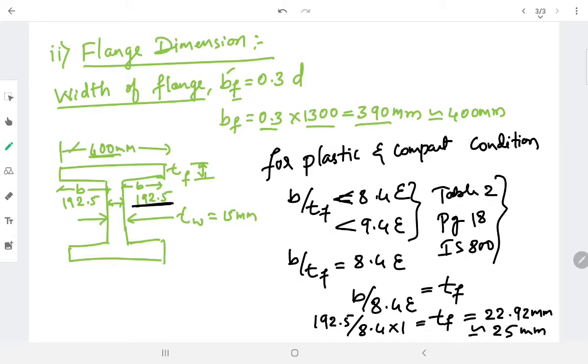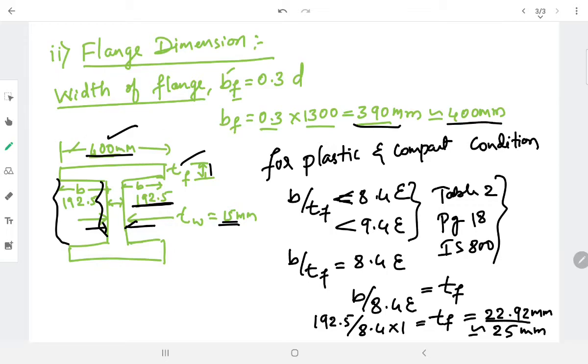This you can round off to the next number, that is 25 mm. So always here the width of the flange and thickness of the flange are rounded to the next highest number, whereas depth of the web and thickness of the web are rounded off to lesser numbers. The reason is to avoid buckling in the web. So whenever you take the dimensions of the flange, increase the dimension. For example, it is 22.92, it is not decreased to 20, it is increased to 25. Even here it is 390 width of the flange and it is increased to 400 mm.